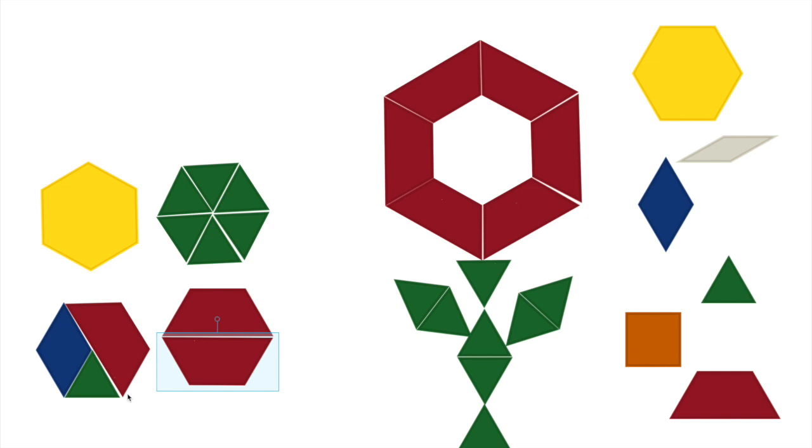These are called composite shapes. When we take shapes to make new shapes, we combine them together to make a new shape. That's called a composite shape because you're putting them together.